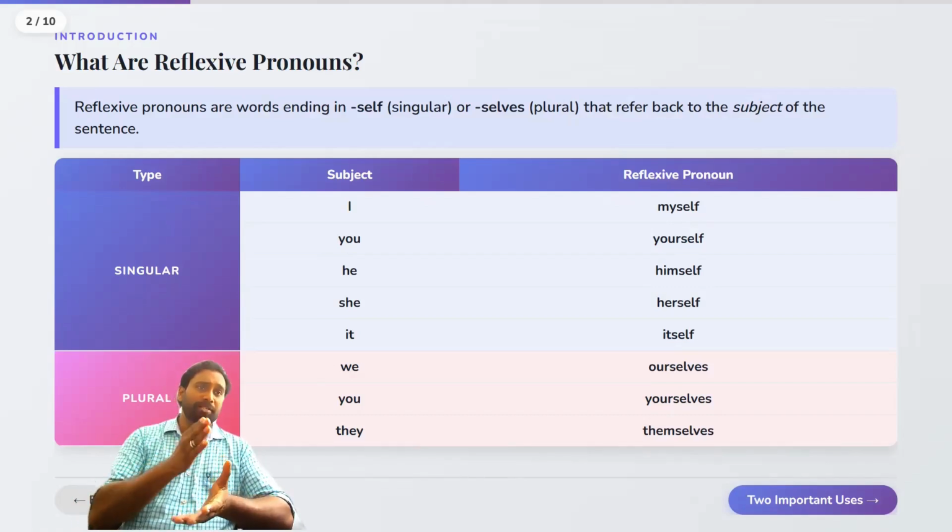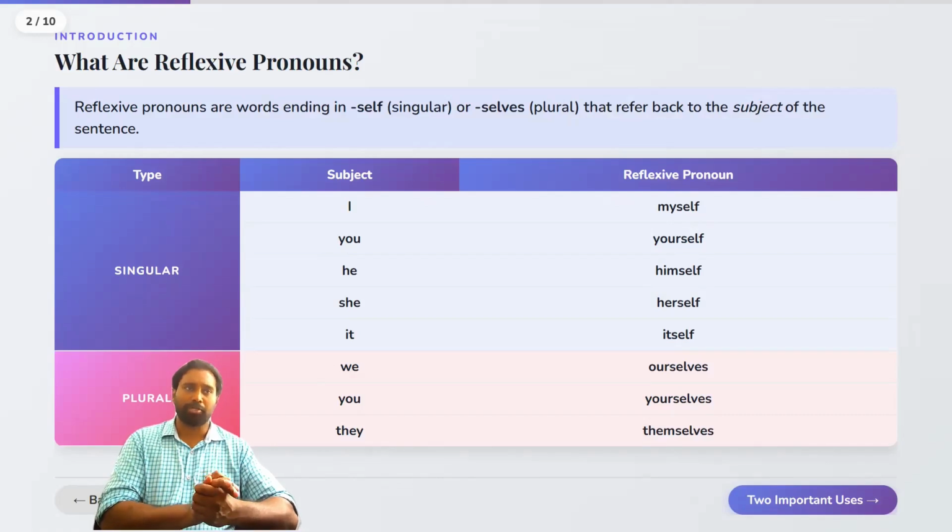Now, a reflexive pronoun, as I said, is a special type of pronoun that refers back to the subject of the sentence. Let's check what that is. But before we move on, let's see. Now look at these reflexive pronouns. There are 8 in the English language.